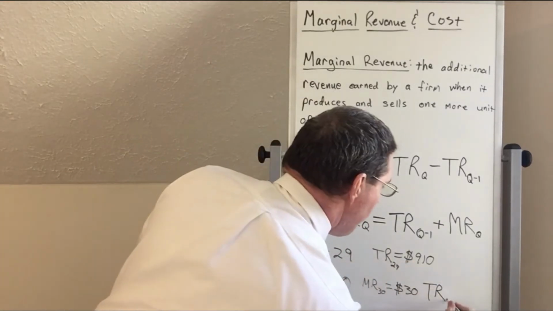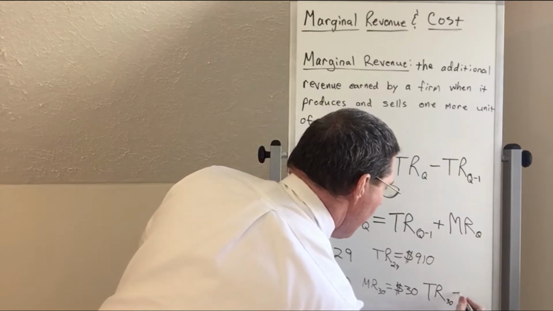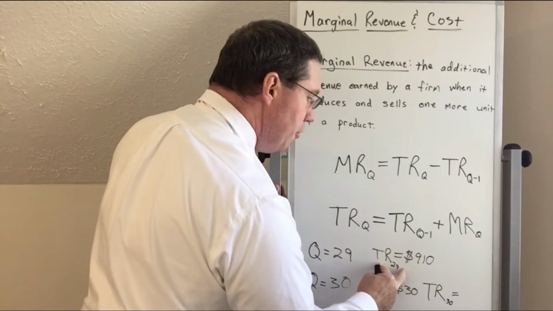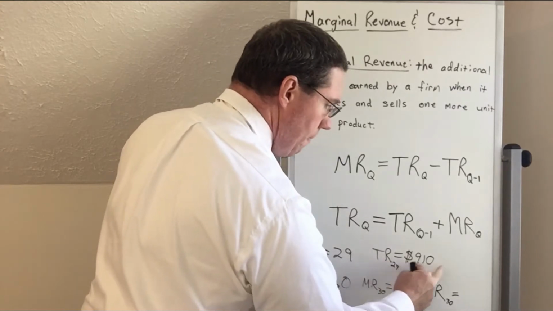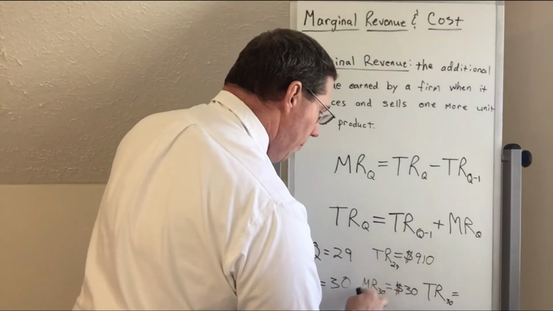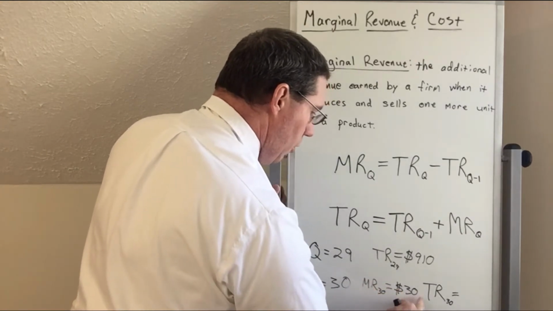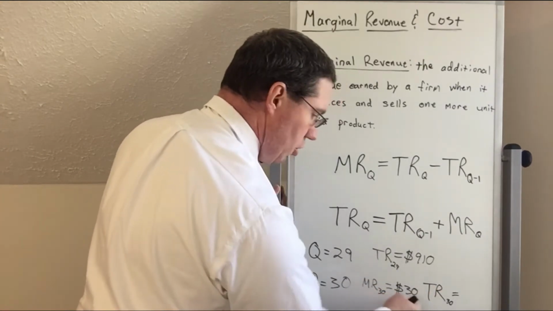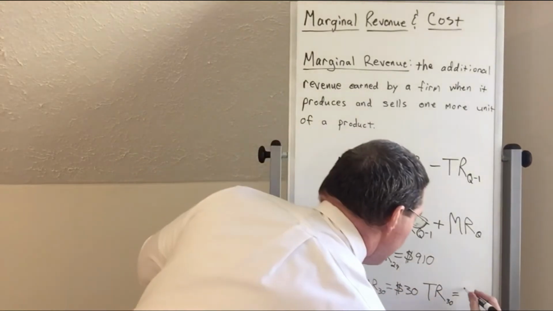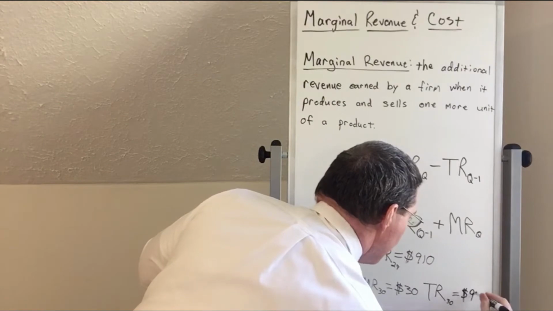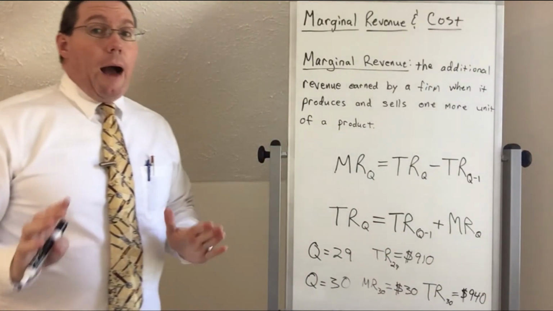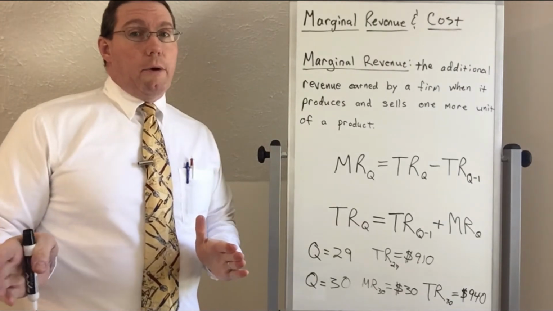The total revenue for the 30th unit, or for producing 30 units, would just be the total revenue from producing 29 units, 910, plus the marginal revenue of the 30th unit, which would be $30. This is just a coincidence here. Then 910 plus 30 would be $940. There we go.